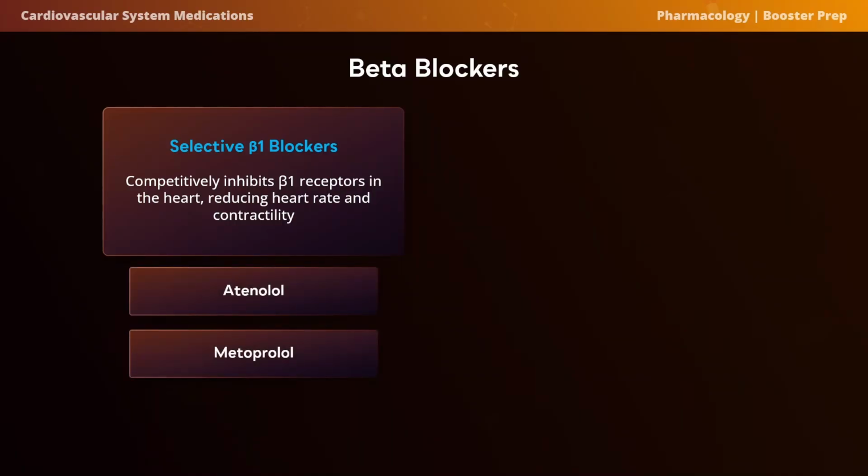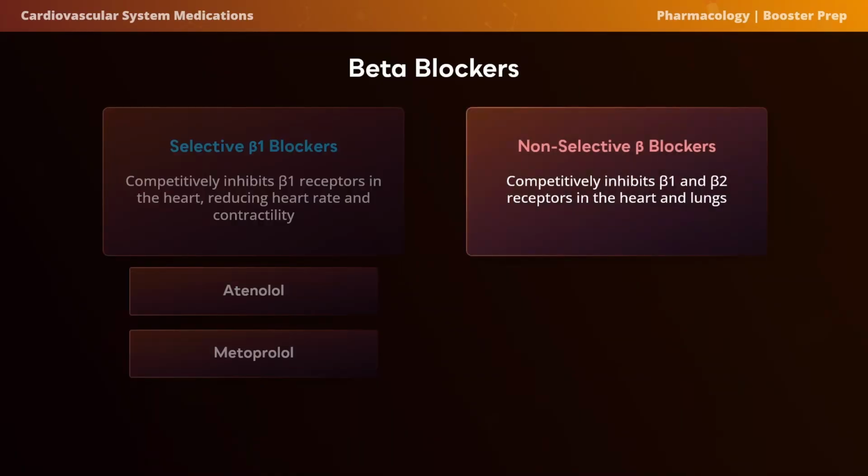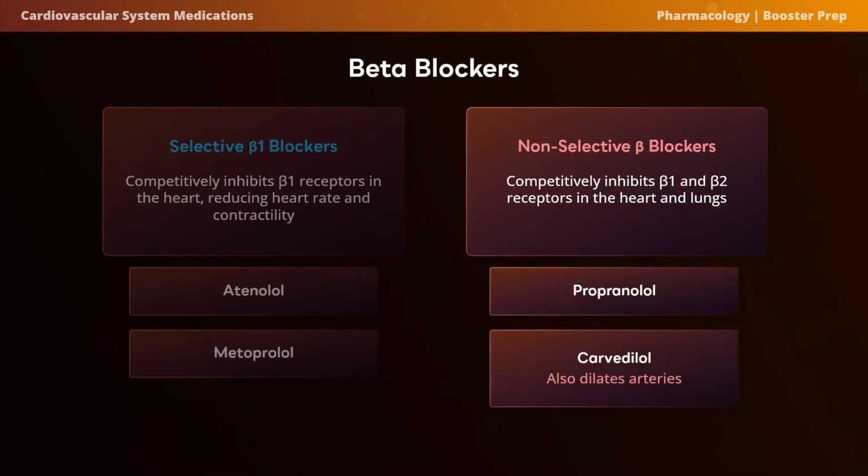And second, we have non-selective beta blockers, which actually competitively inhibit beta-1 receptors in the heart, as well as beta-2 receptors in the lungs. Now, two examples of non-selective beta blockers are propranolol and carvedilol. And it's important to note that carvedilol also dilates arteries, in addition to decreasing heart rate and contractility.